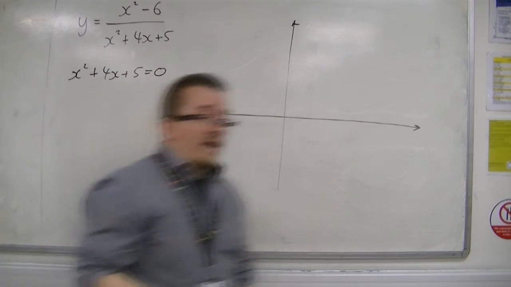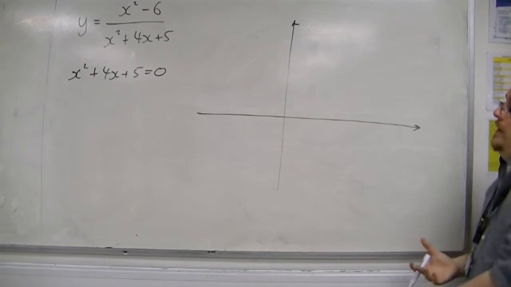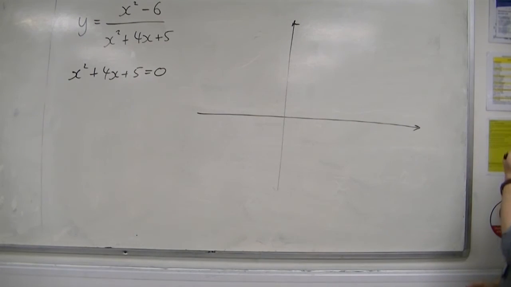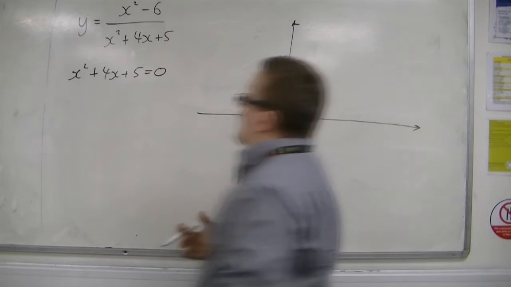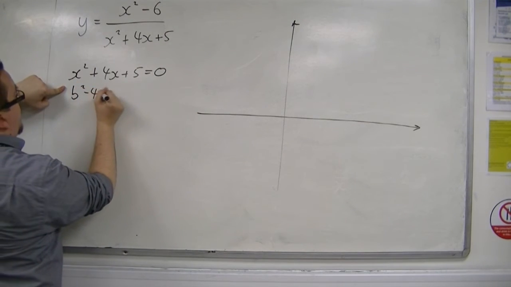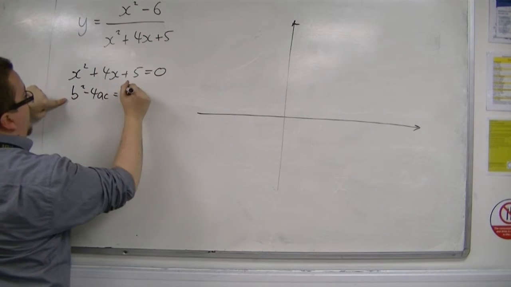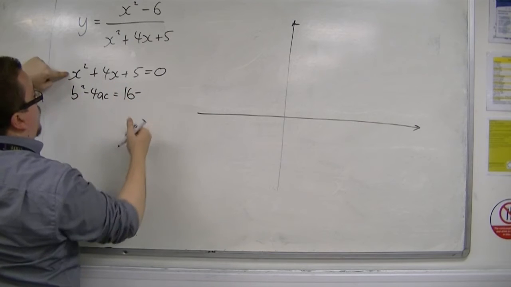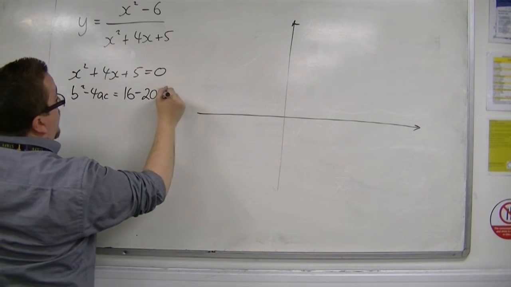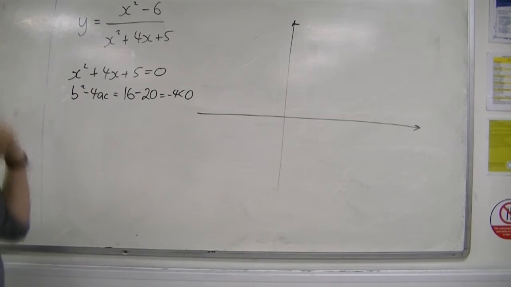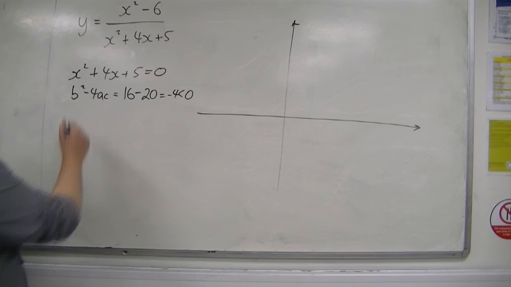Now, can this be factorised? On looking at it initially, it doesn't look like it can. If we check using the discriminant, b squared minus 4ac, well that's 16, 4 squared, take away 4 lots of 1 times 5, so that's take away 20. Now that's minus 4, so that's negative. So because the discriminant is negative, that must mean that there are no vertical asymptotes.